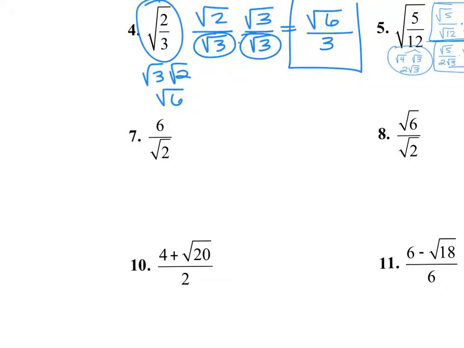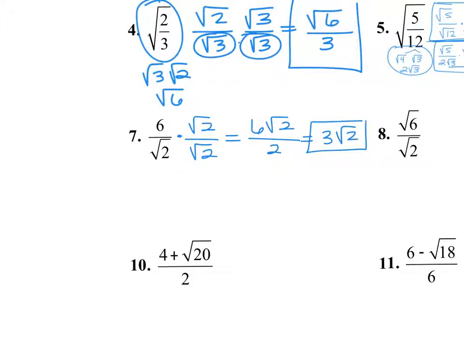All right, number 7, what would you do? You would multiply by rad 2 over rad 2, right? Multiply by 1 so it doesn't change our value. So on top, you have 6 rad 2. On bottom, you have what? 2. Okay, simplify that. 6 over 2 is 3 rad 2. So your answer would be 3 rad 2.